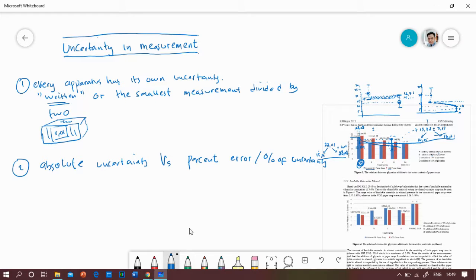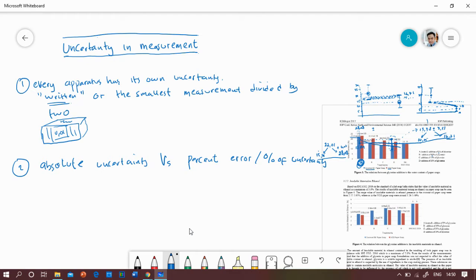All right, we continue with the uncertainty in measurement. In the previous video, I explained how to consider uncertainty in reading trends. Be careful, not all data in a graph showing a decreasing or increasing trend is actually decreasing or increasing until you consider the uncertainty itself. And you can watch the previous video about that.